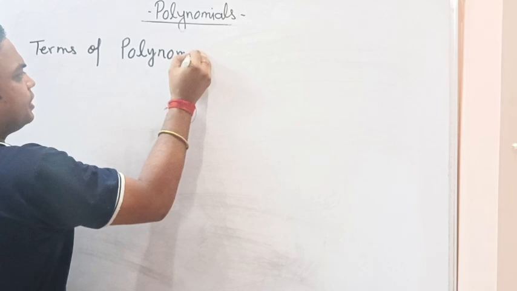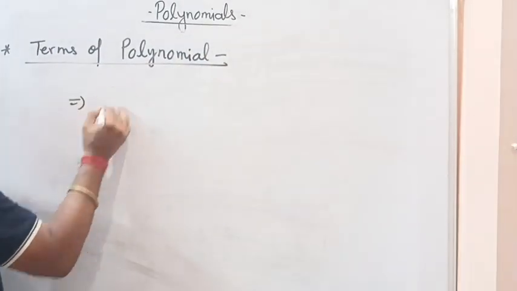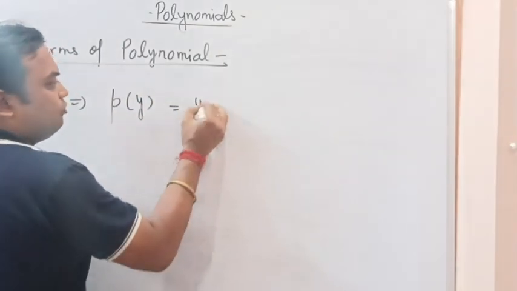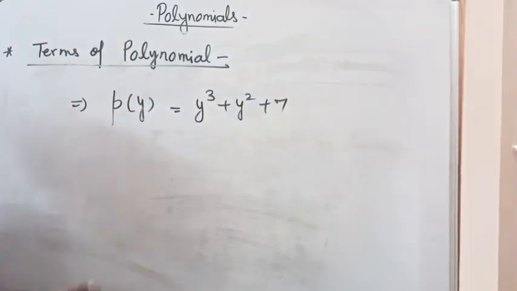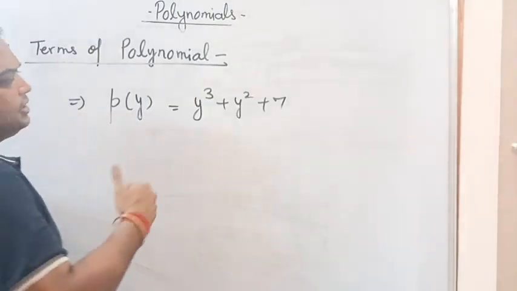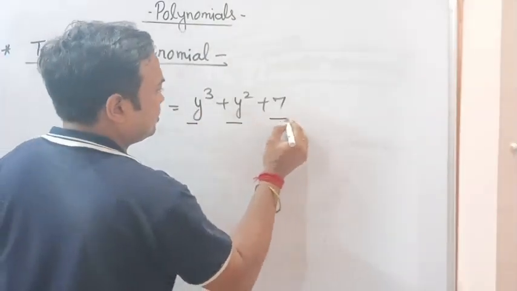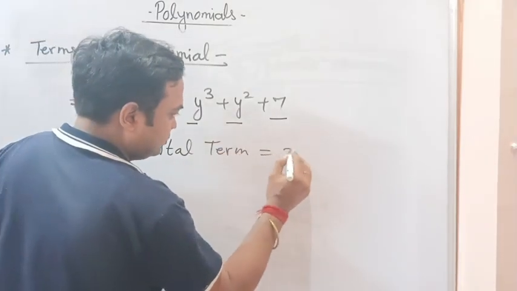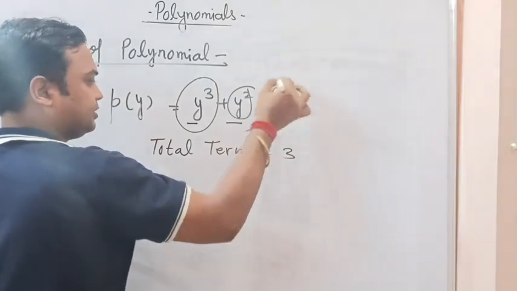What is the meaning of term? How many terms are there if it is asked? A polynomial is given in this way. P(y) means polynomial in y: y cube plus y square plus 7. Okay, in this way it is a standard form of polynomial in y. Now if it is asked how many terms are there, you will see this one is the first term, second term, third term. So total terms are 3. This one is the first term, this one is the second term, and this one is the third term.